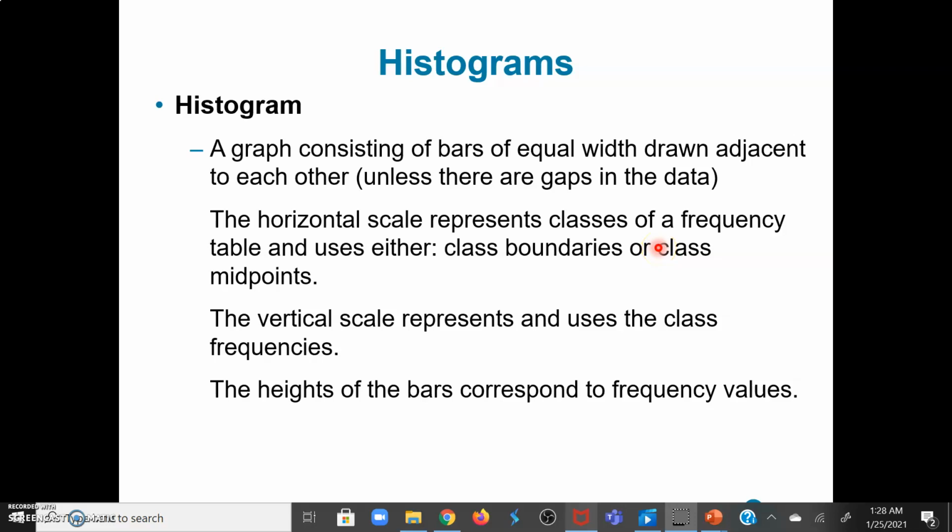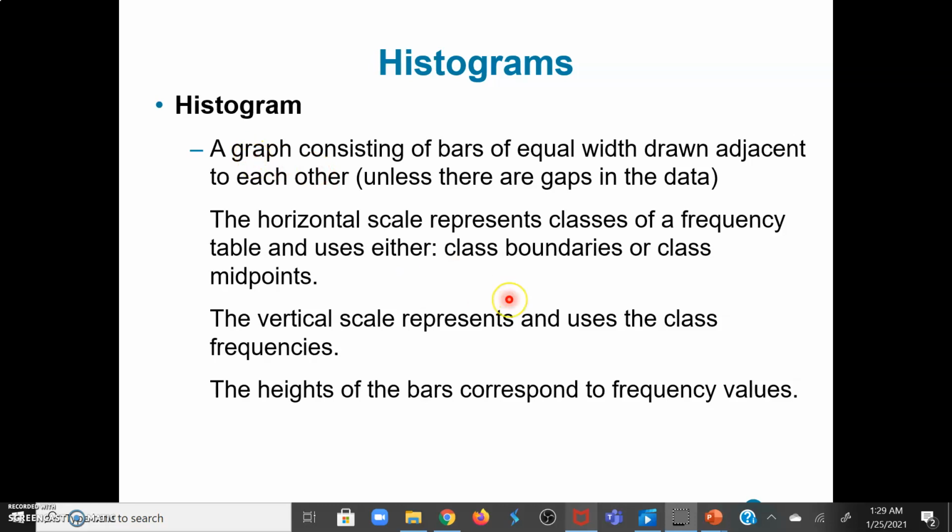Like most subjects, graphs are used to summarize and to display data. In statistics, we use what we call histograms. This is a way to display our data. So basically, a histogram is a bar graph without any gaps between the bars, that is.